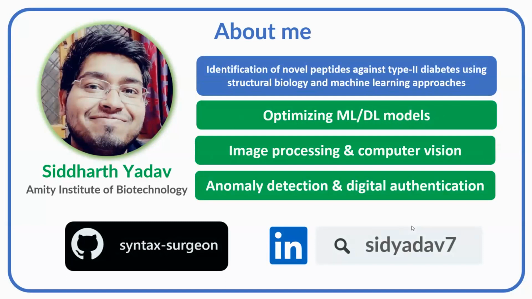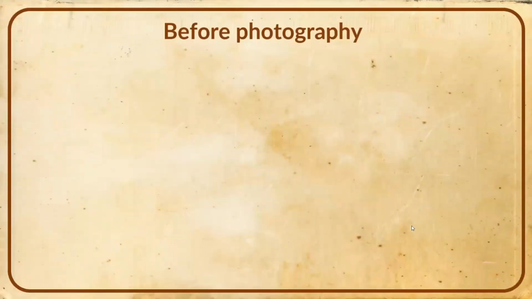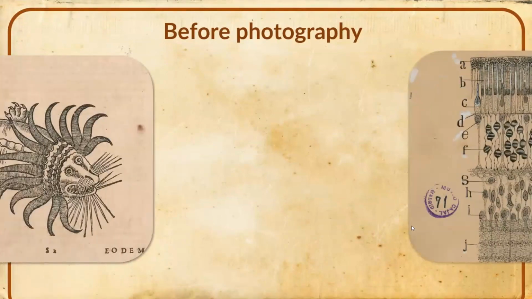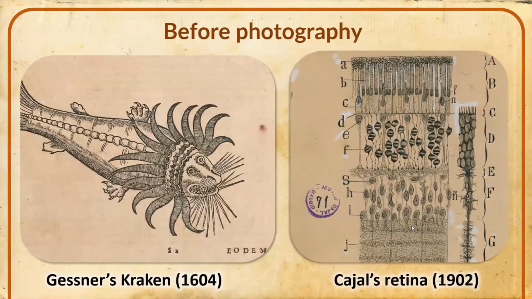So now, since this is about scientific imaging, let's talk about a time before images. Before photography actually became common, scientific literature was mainly composed of handwritten illustrations. Like you can see here, this is a kraken or a fish, and also the image of the cell layers of the retina. But after the advent of photography, a lot of images were introduced into scientific literature, and a lot of scientific breakthroughs actually were perpetrated as images themselves.